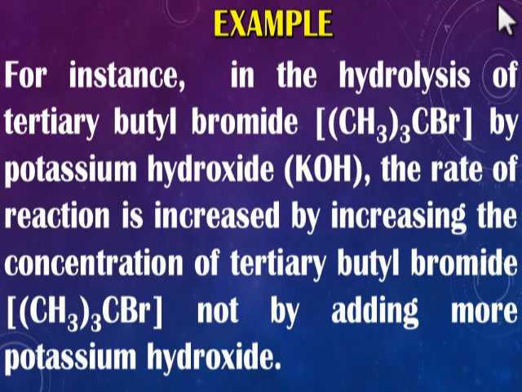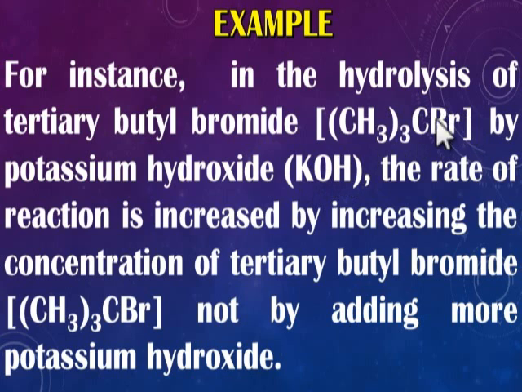For instance, in the hydrolysis of tertiary butyl bromide, (CH3)3CBr, by potassium hydroxide, KOH, the rate of reaction is increased by increasing the concentration of tertiary butyl bromide, not by adding more potassium hydroxide. Remember that this tertiary butyl bromide with this formula is the substrate, while potassium hydroxide is the nucleophile.